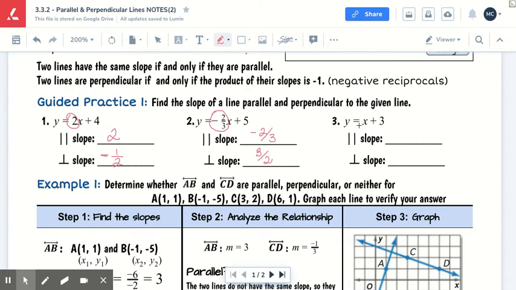For this third one, the coefficient of the x is not listed explicitly. So it's understood that the coefficient is a 1, which means the slope is 1. So the slope of any line parallel to this one would also be 1. And for a perpendicular line, it would be the opposite reciprocal of 1. Since 1 is positive, opposite would be negative. And the reciprocal of 1 would still be 1/1, which is 1.